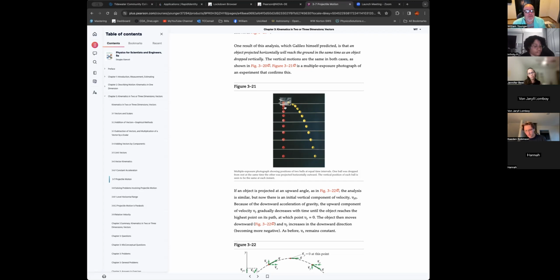But what you see is if you go down to the third time frame, that's this ball and this ball, and then the fourth is this ball and this ball, and then you can really see it by the fifth, which is this ball and this ball. What that shows you is that the horizontal motion and the vertical motion are completely independent of each other.